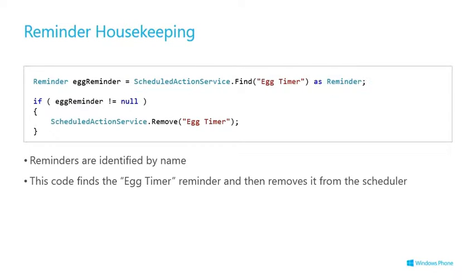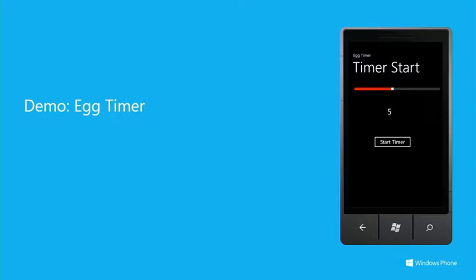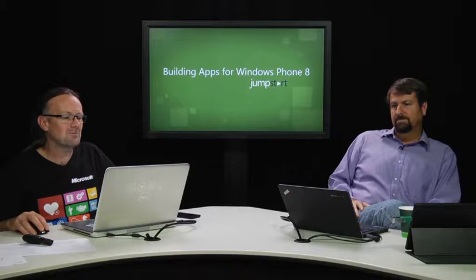So there we go, we find it. Now, this particular sample uses the string egg timer, but actually I would recommend using a GUID or something. That might be a better way of getting a unique name for this thing. But this is a simple example. So, the demo, let's run this little demo.